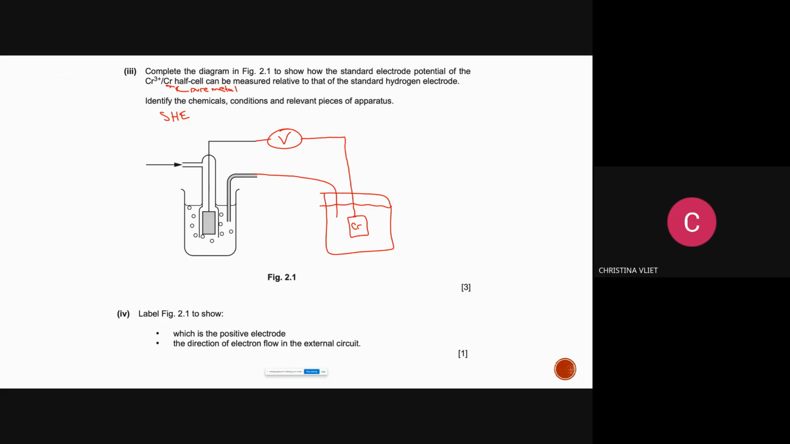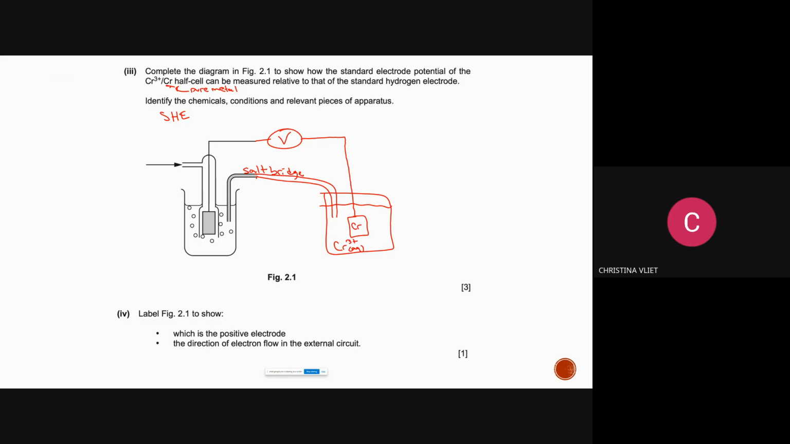This is called the salt bridge, and they do require you to label it. So label it the salt bridge. In the chromium solution, what else should be there? We've got the chromium electrode. What else should be there? Cr3+, and it should be aqueous.